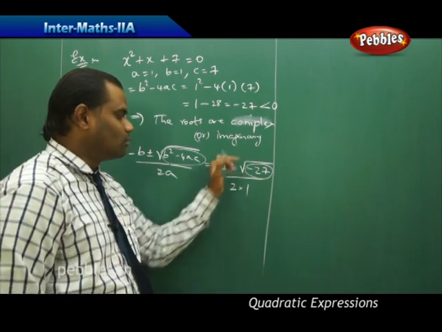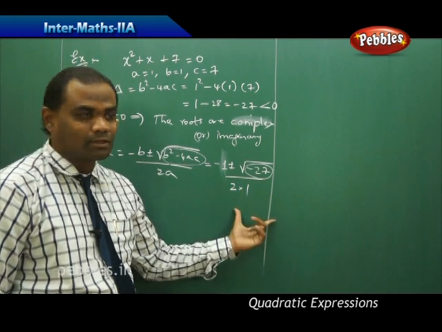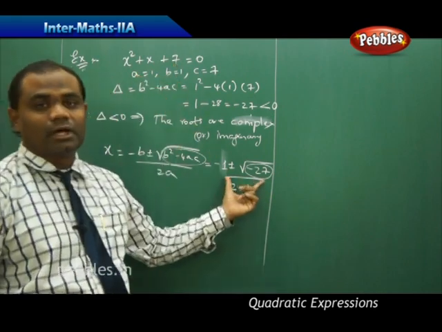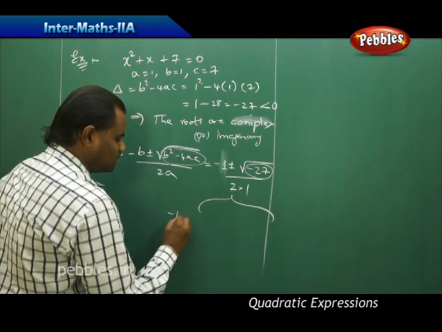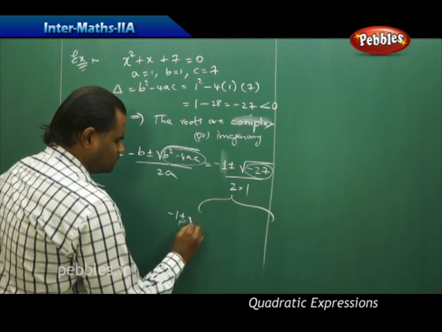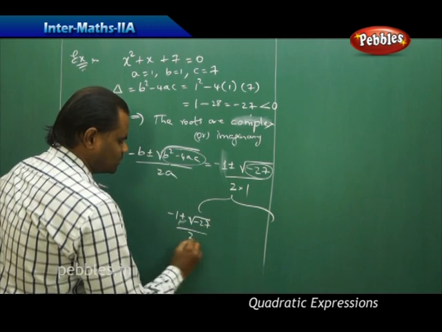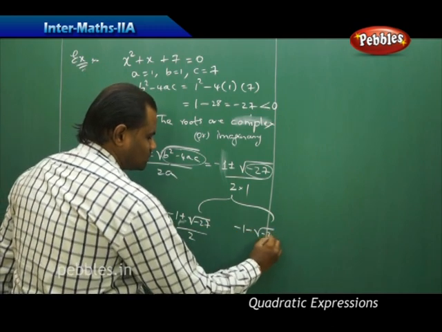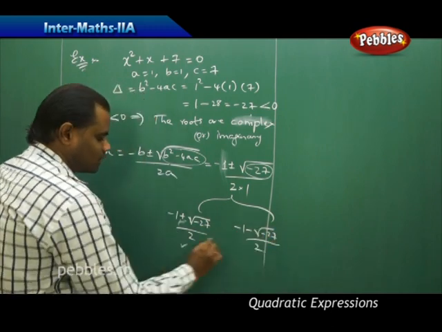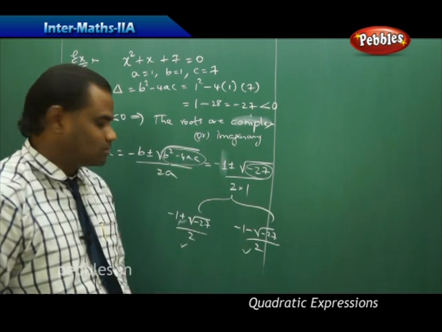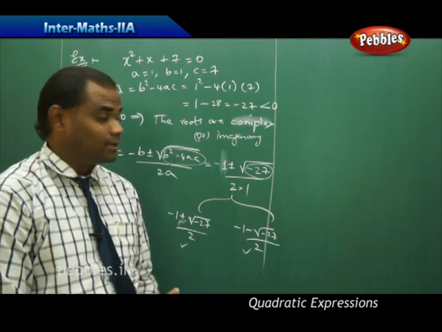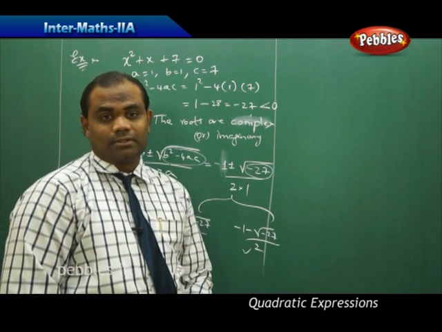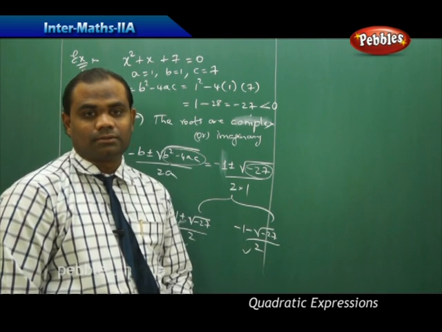Therefore, the two roots obtained in the case of this quadratic equation are said to be complex roots. The two complex roots, minus 1 plus root of negative 27 by 2 and minus 1 minus root of negative 27 by 2, are the two complex or imaginary roots identified in this case. This is case 3 of the discriminant significance.